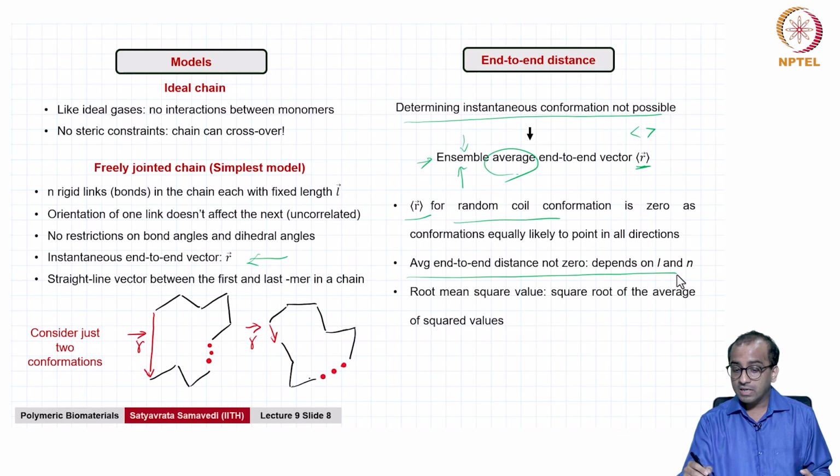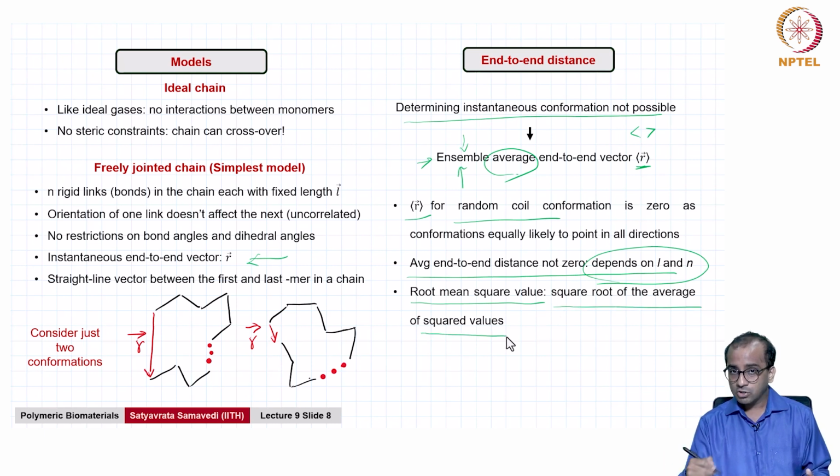So, likewise here, note that while the ensemble average end-to-end vector itself, when you access it, is 0, the average end-to-end distance itself is not 0 and it depends on L and N. And like I said, for that you will have to resort to what we would call a root mean square value, where you take the average of the squared values and take the square root of it.